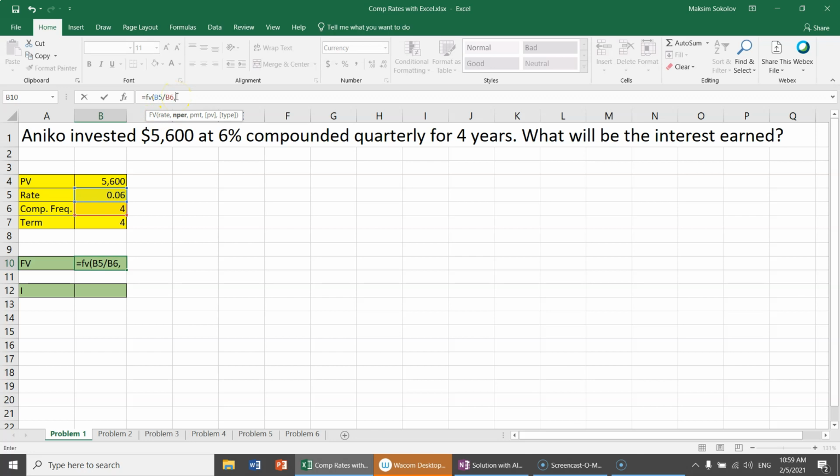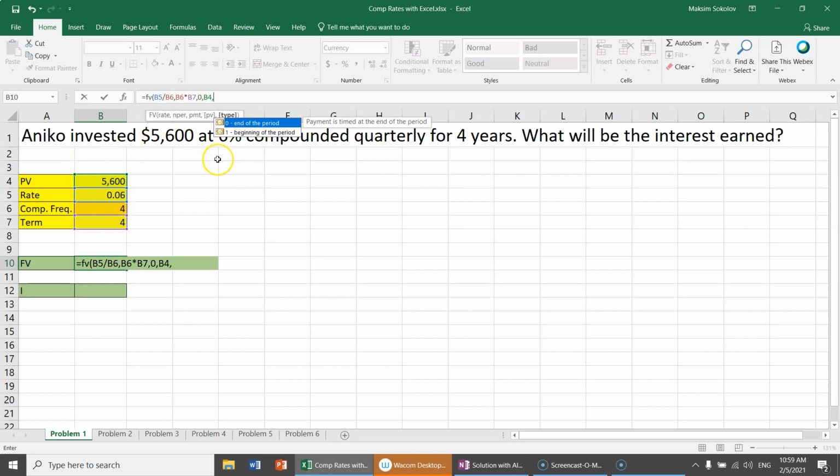So B5 divided by B6 is the periodic rate. Next comes the number of periods. The number of periods is the number of compounding periods in a year times the number of years. So B6 times B7 will give us the total number of periods. Next comes payment. Because this is not an annuity, the payment is 0. There is no periodic payment in this problem. Next comes present value. So the present value is 5,600.